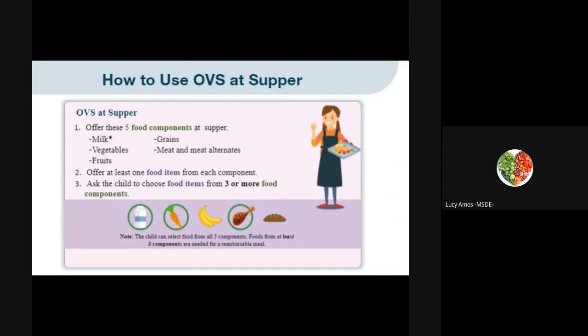A participant can choose foods from 3 or more components to make a reimbursable supper. So in this example, she chose milk from the milk component, carrots from the vegetable component, and turkey from the meat alternates component. The supper is reimbursable because she chose foods from at least 3 different food components.